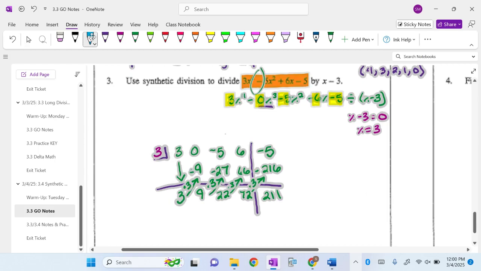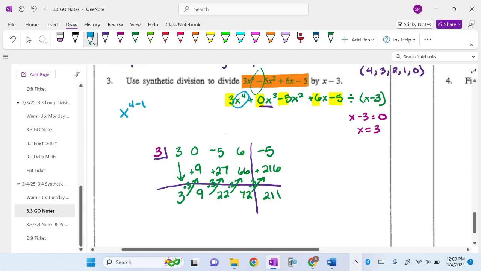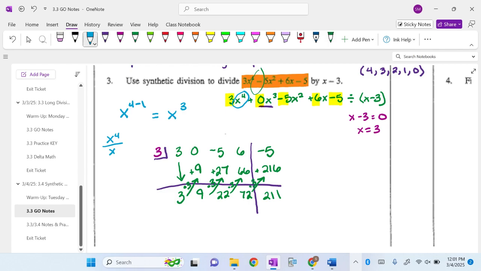So remember, you take your highest exponent, which is x to the fourth, and you're going to subtract 1 from it, which would give us x to the third. Now, guys, the reason that we're subtracting 1 from it is we're technically dividing exponents. So since we're dividing by an x, this is the same thing as doing x to the fourth over x, which if you divide x to the fourth by x, what do you get? X cubed.